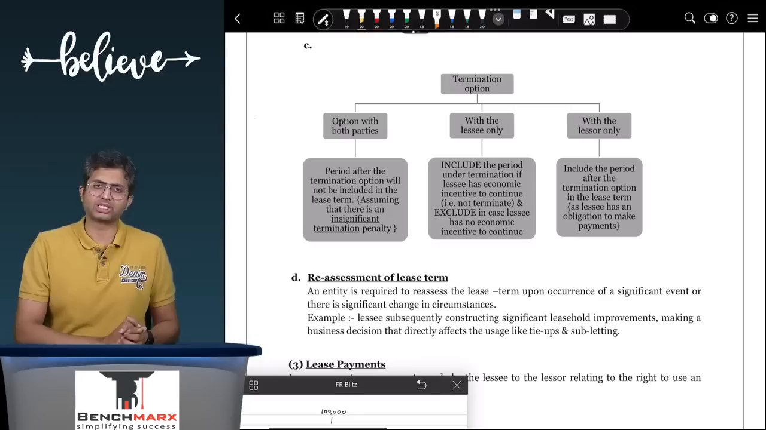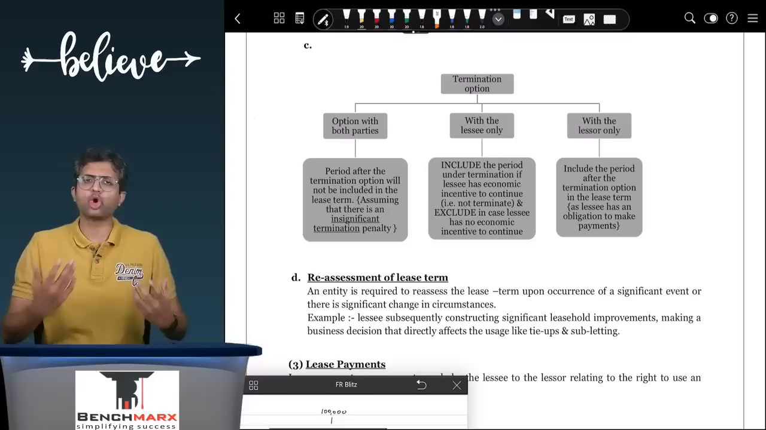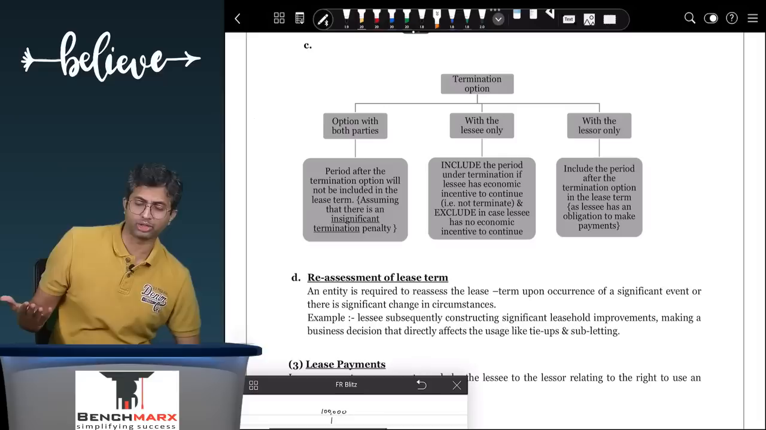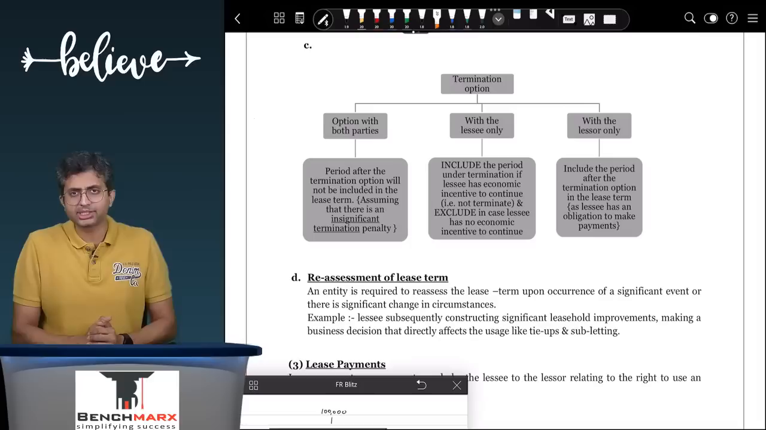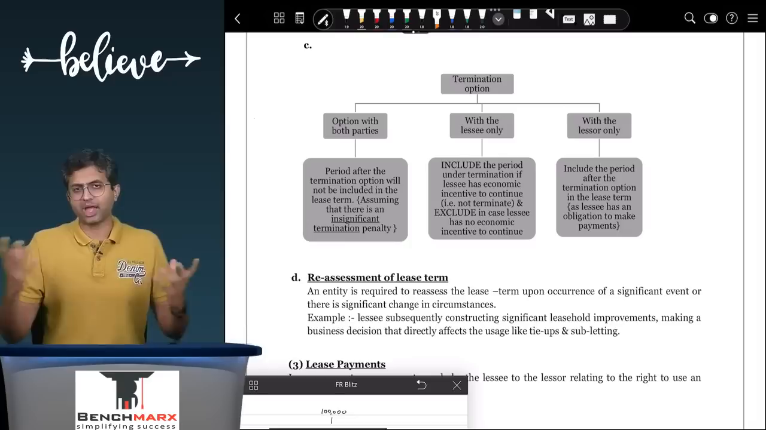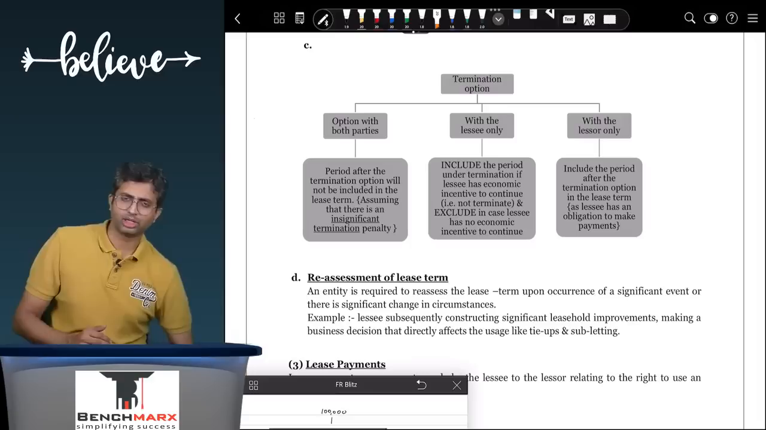And hence we will take the renewal period if the option rests with the lessor. However, if the option is both with the lessor and the lessee, then again only with your economic incentive you may not be able to continue, the lessor might not renew, in which case you will take only the period which is a non-cancellable period, because beyond that no one has enforceable rights. Neither the lessee can enforce continuance nor can the lessor enforce continuance, in which case you will take only the 5-year period if both of them have an option to terminate at a 1-month notice, or both of them have an option to continue, in which case you will take only the non-cancellable period.